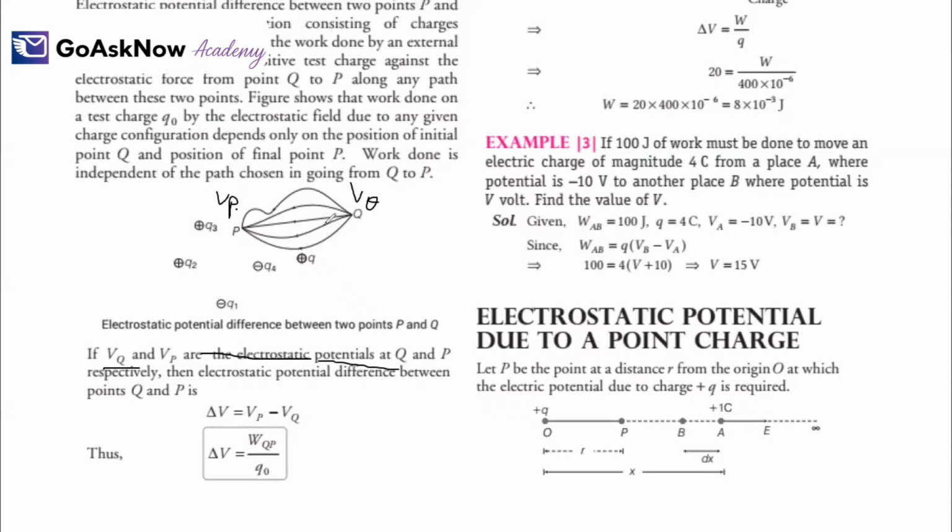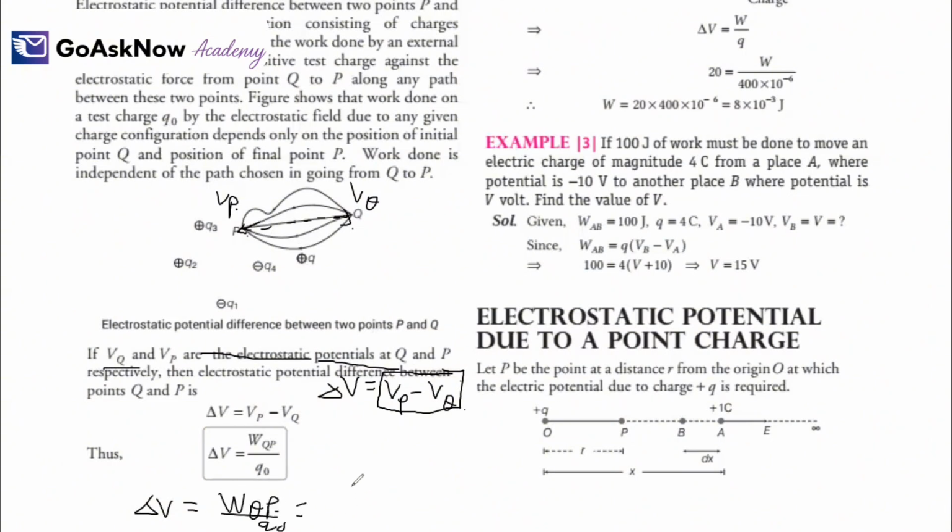Okay. So assume the electrostatic potential difference between these points is delta V. So delta V can be denoted as VP minus VQ. It means the final electric potential minus the initial electric potential will give you the potential difference between these 2 points. Okay. So that delta V can also be written as WQP upon Q naught.